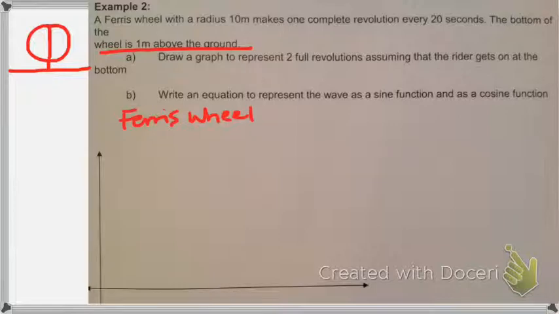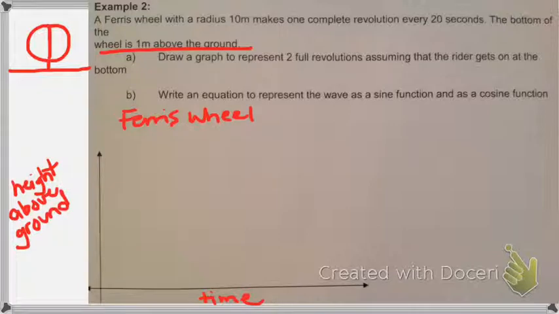And along the bottom we have time. Along the side we have the height. Think of your height above the ground as you're riding this Ferris wheel. So we'll say height above the ground. And now let's look at the information.